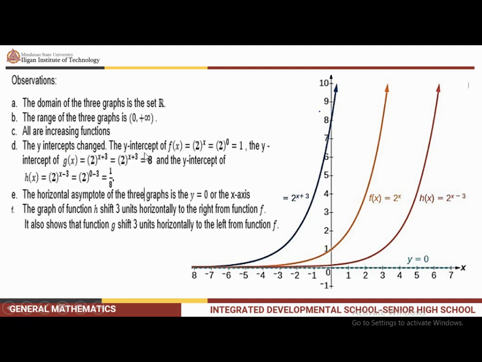Yung intercept dito, nag-change yung mga intercept. So you have 0, 1, you'll have here 0, 8, diba? And you'll have here the 1, 0, 1 over 8. So nag-iiba yung mga intercepts niya. The horizontal asymptote of the three graphs is y equals 0 or the x-axis. The graph of function h shifts 3 units horizontally to the right from the function f. And it also shows that the function g shifts 3 units horizontally to the left from the function f. Okay?